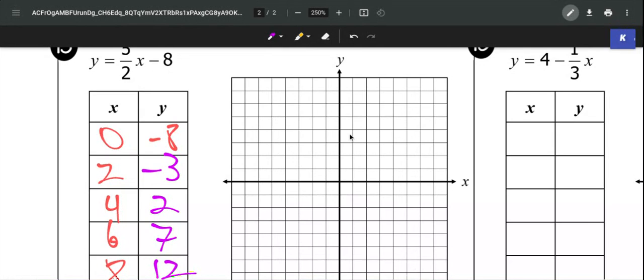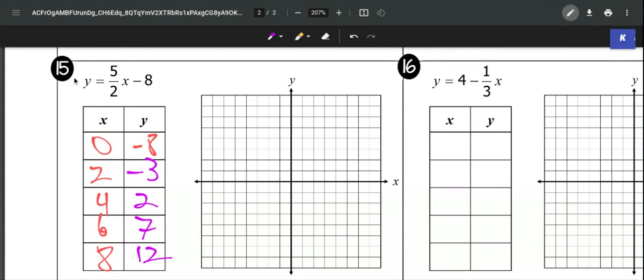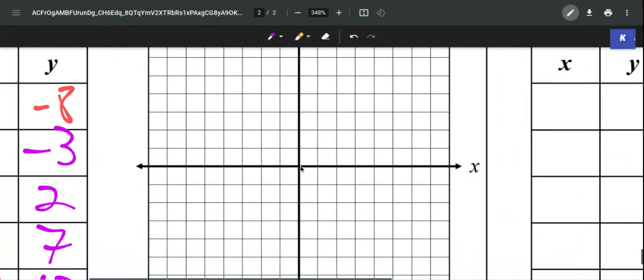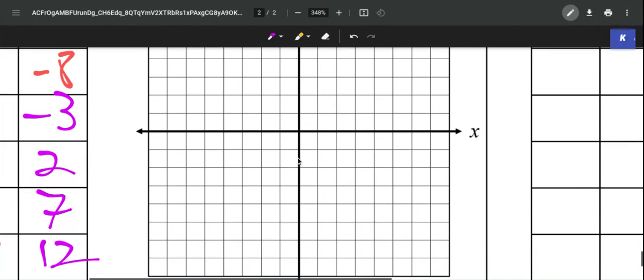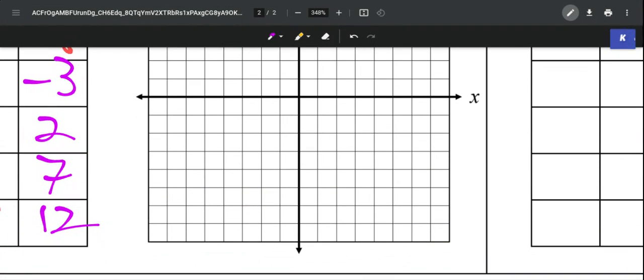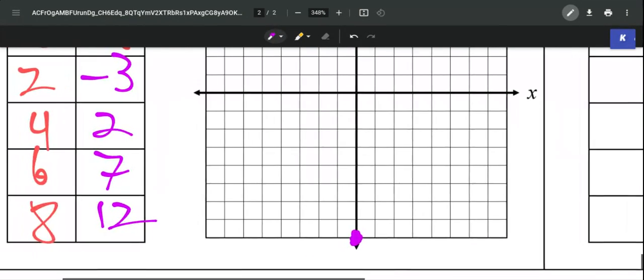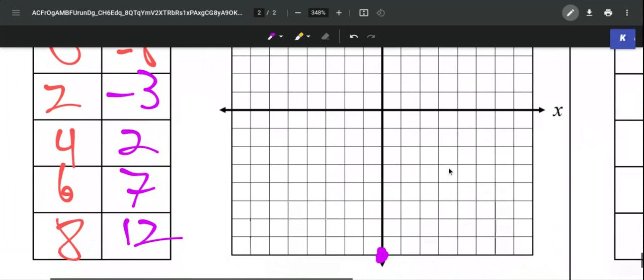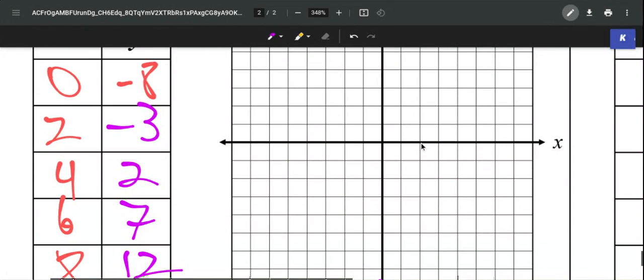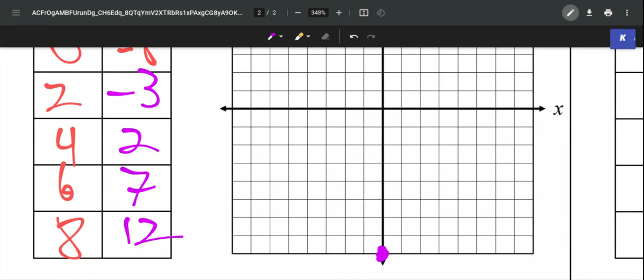All right. So on 15, we have 0, negative 8. So that's going to start off not moving right or left, and it's going to go down to negative 8. So that would be all the way down here. All right. 2, negative 3 would start out going to the right 2, then going down 3. So our next point would be here. 4, 2 would be over to 4 on the x-axis and down 2.